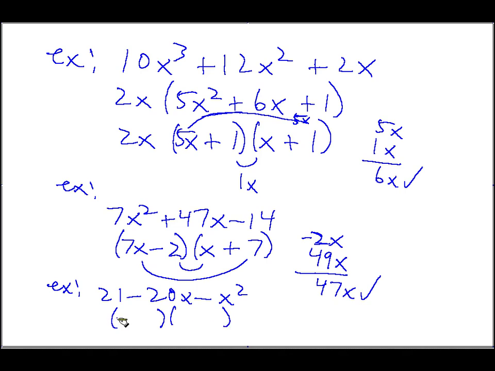This time, I want the first terms to multiply not to the x squared here at the end. I want it to multiply to what? To 21 here, all right? So I'm thinking of what? Well, 21, let's try 7 and 3. Can we see that? 7 times 3 is 21, correct? So we're good on that.